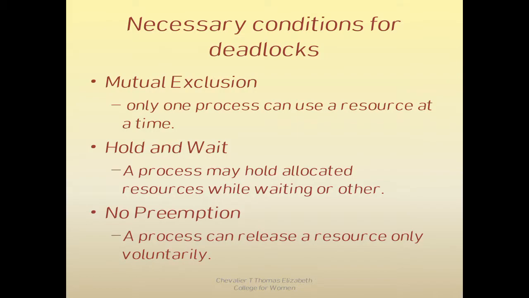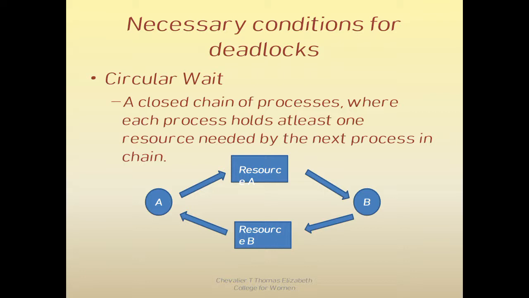Thus, the four necessary conditions for deadlock to occur are these. 1. Mutual exclusion. That is, only one process can use a resource at a time. The second condition is hold and wait. A process may hold allocated resources while it is waiting for others. Third, no preemption. A process can release a resource only voluntarily. And the last but the most important, circular wait: there is a closed chain of processes where each process holds at least one resource needed by the next process in the chain.